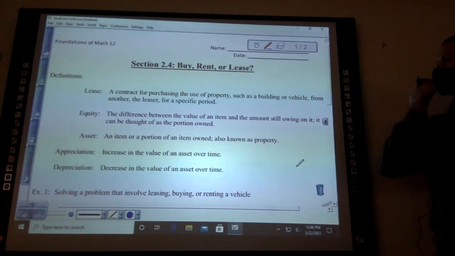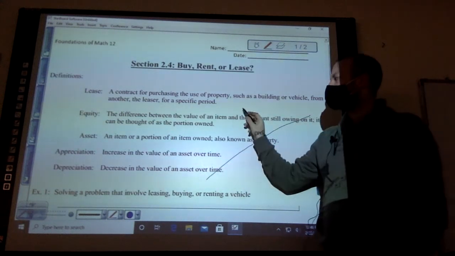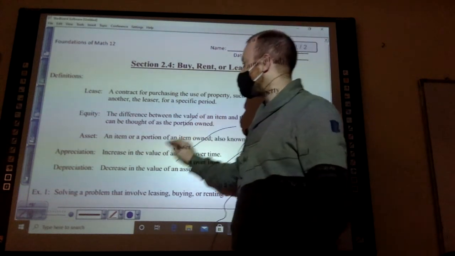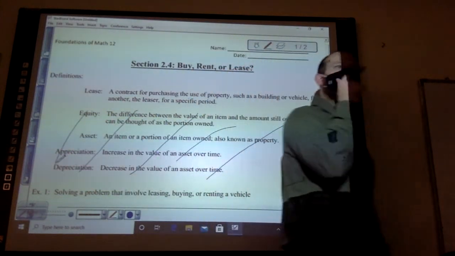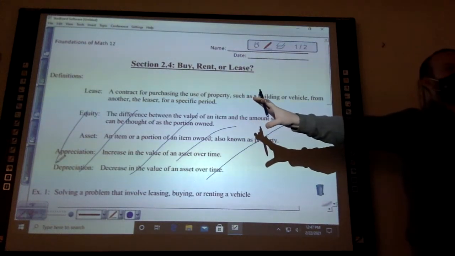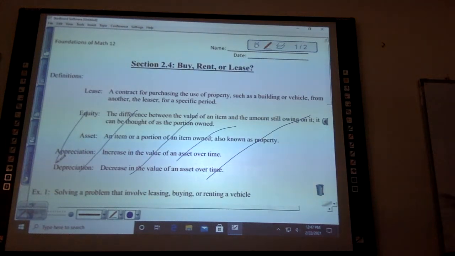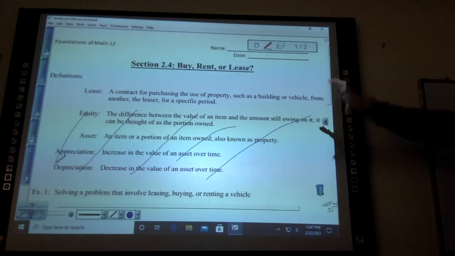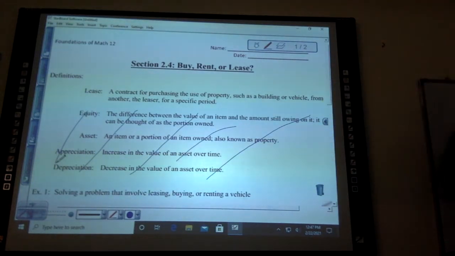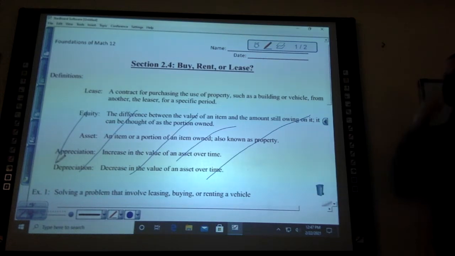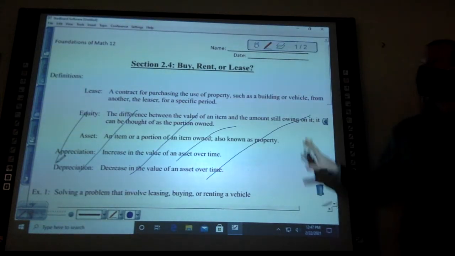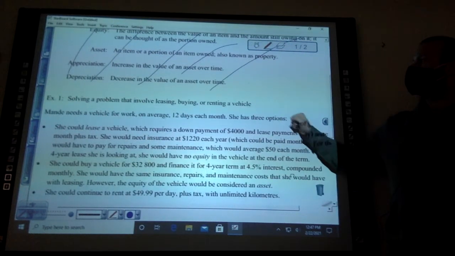Equity, asset, appreciation, depreciation. These ones, you don't need to worry so much about. If you're planning to continue on with business, you will want to know what these are. But for the sake of my class, I'm not going to go into these details. Just for the sake of simplicity, I'm just going to focus on what I want to teach you. So if you want to go into depth on these, if you're planning to start your own business, or wanting to get into the art of buying something with the intent of selling it at a higher price later on, like old coins or old cars, something like that, this might be important. But for this class, we're not going to worry about that.